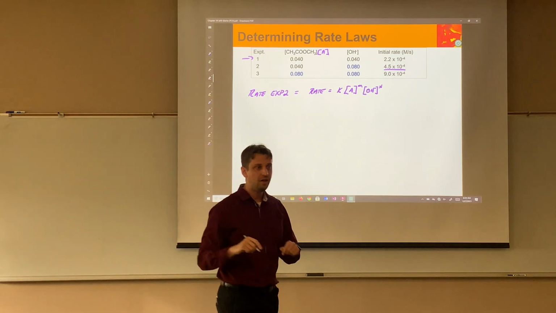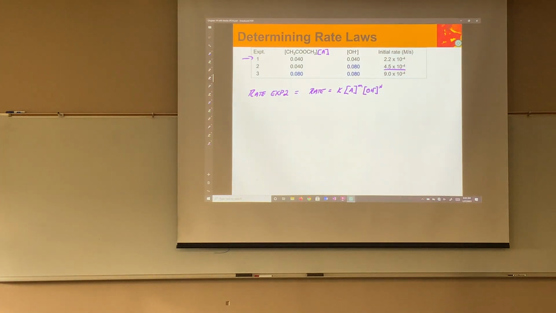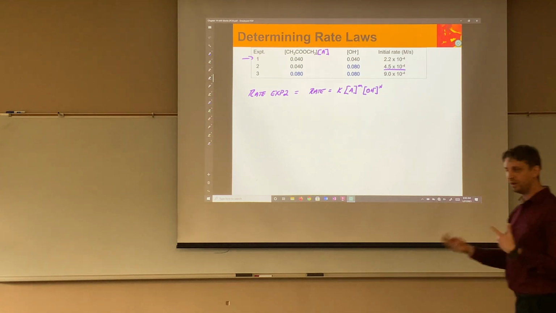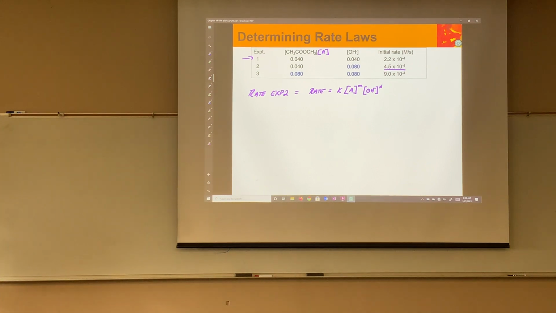Can we fill in values for those different parts of that equation? Do we know what the rate is? Yeah, it's 4.5. Do we know what K is? No, not yet. We'll get there. Do we know what the concentration of A is? Yes. Do we know what the concentration of hydroxide is? Yes. So what are we missing? We're missing K, we're missing M, and we're missing N. Got it? So we need to set up an equation to eliminate some of that stuff for us so we can start to figure out some of these variables. Okay?